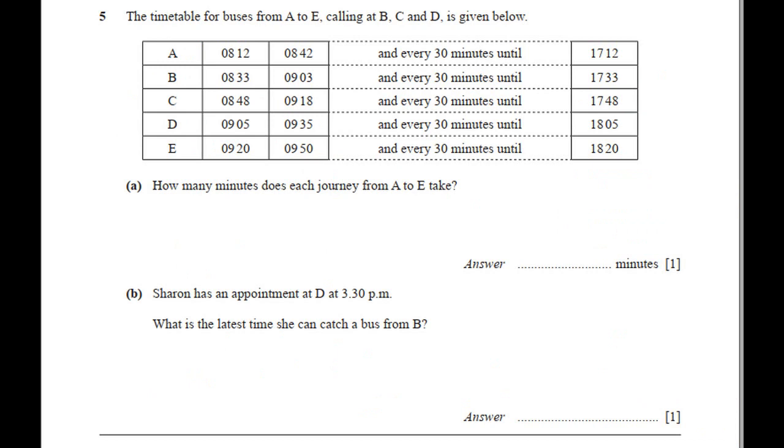Question number 5. The timetable for buses from A to E calling at B, C and D is given below. How many minutes does each journey take from A to E? So this is the time at A and this is the time it arrives at E. So you may just simply subtract these two times. I think I'll prefer to use the last ones.